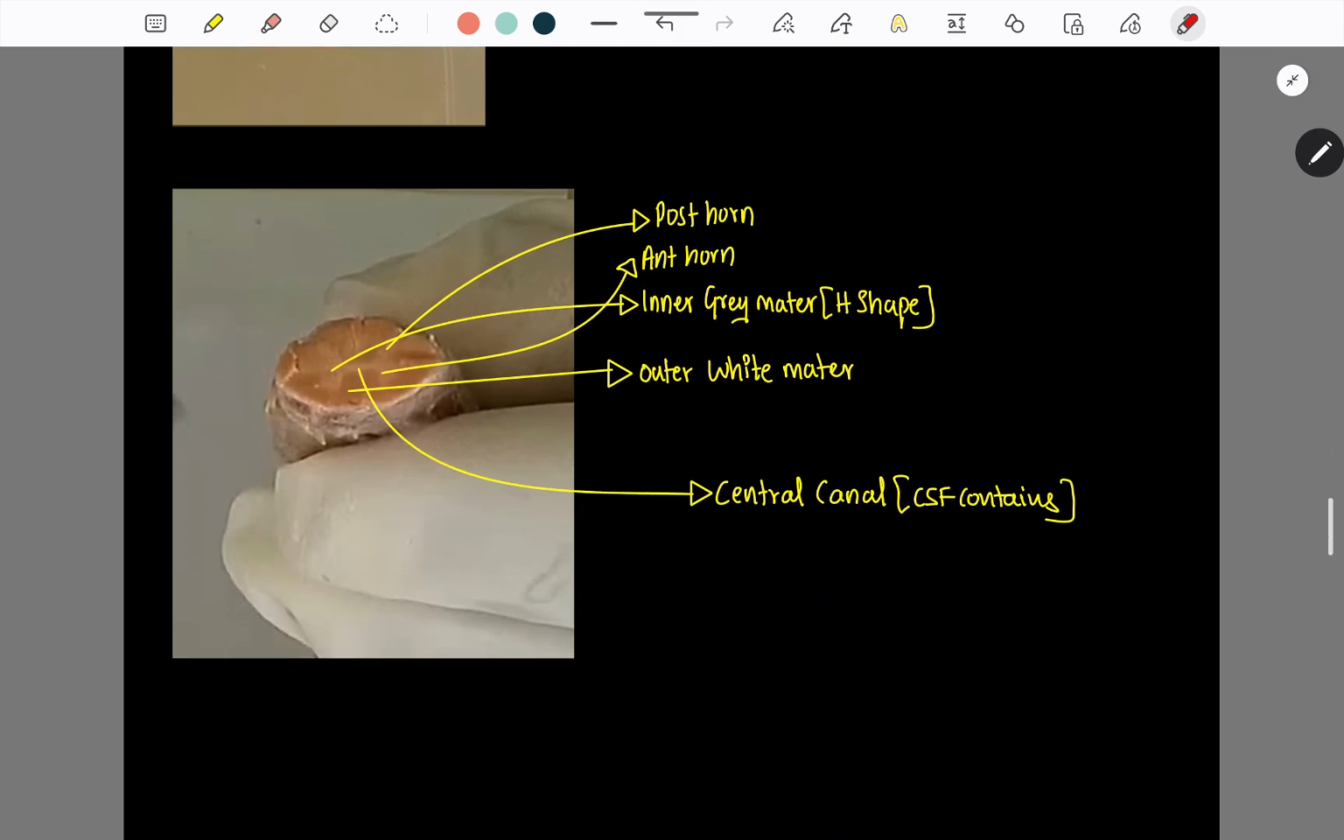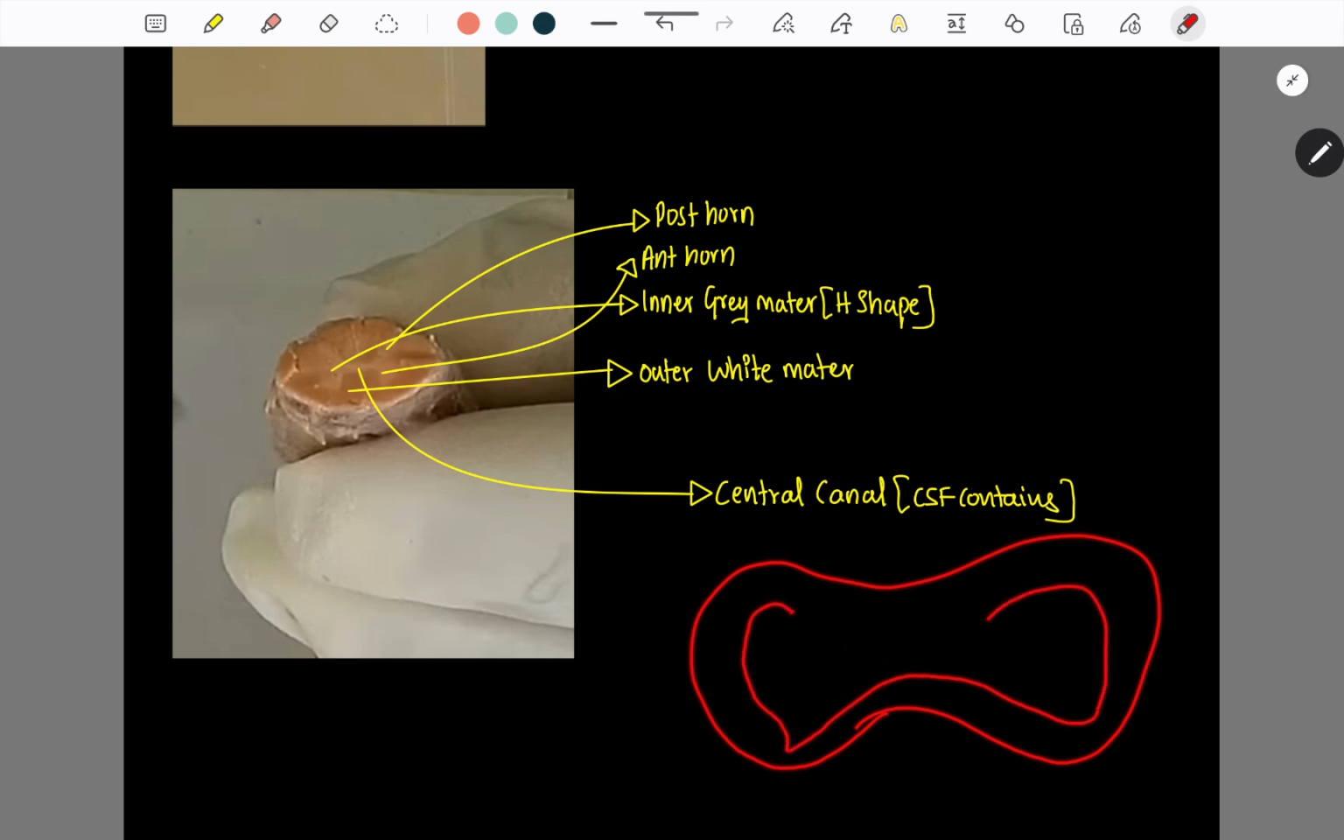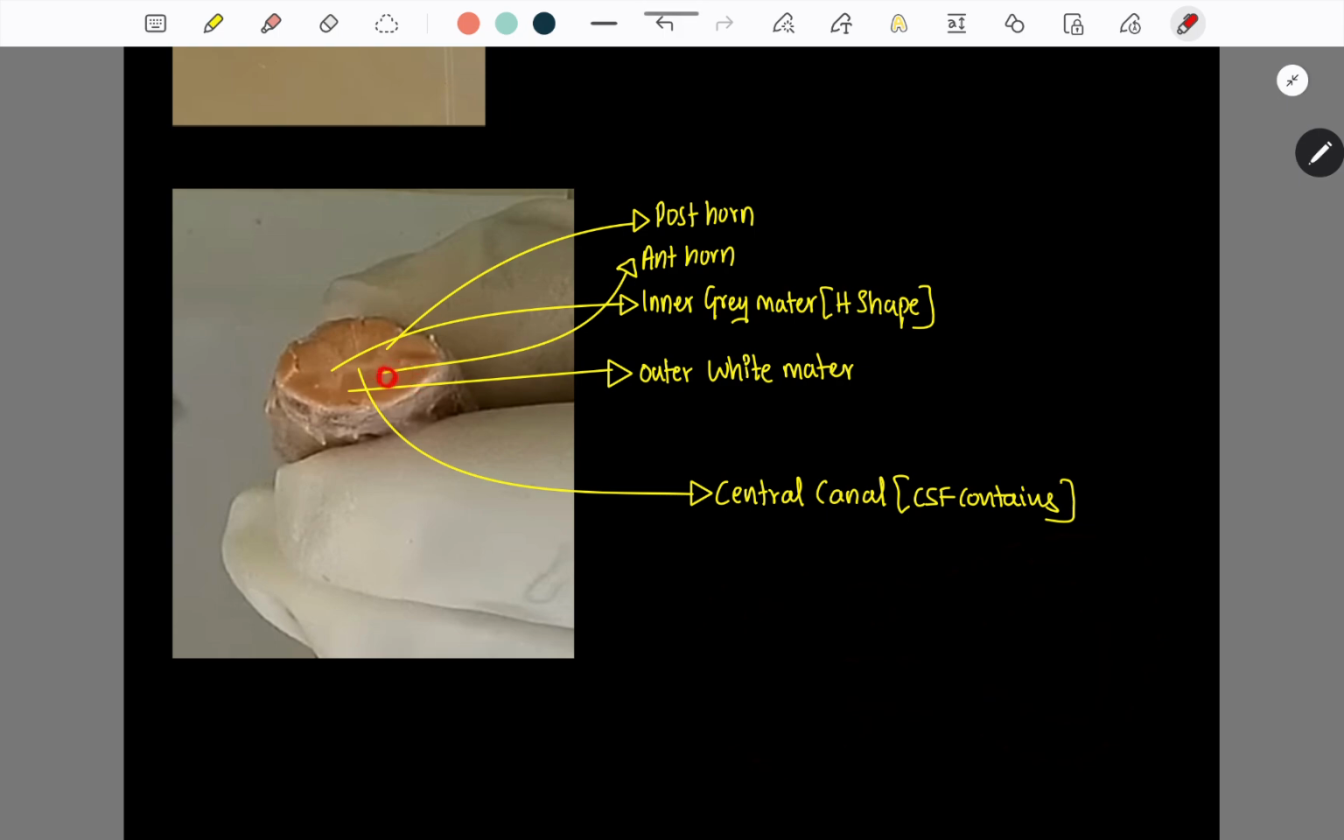And in the upper part you can see this spinal cord. Inner we have gray matter, H shape. Outer we have white matter. As we normally see in a spinal cord section, H shape, inner gray matter, outer white matter, and the anterior horn. Posteriorly you have the posterior horn of gray matter, and the central H shape. There is a canal, the central canal, where CSF is contained.